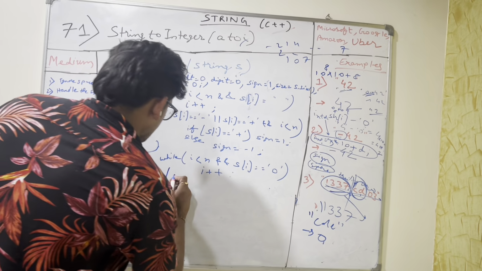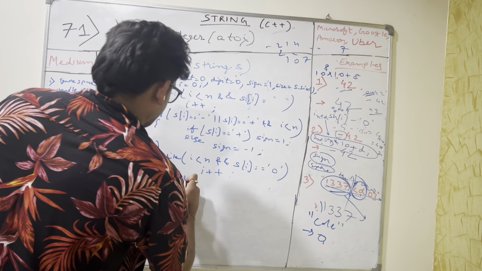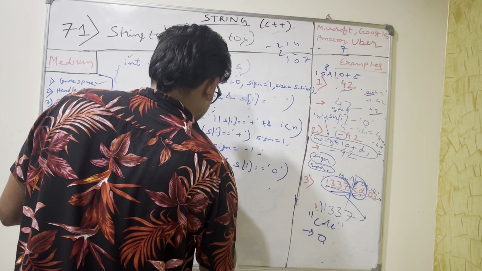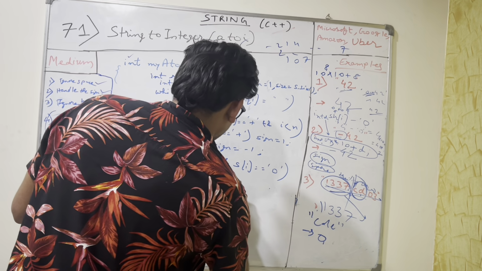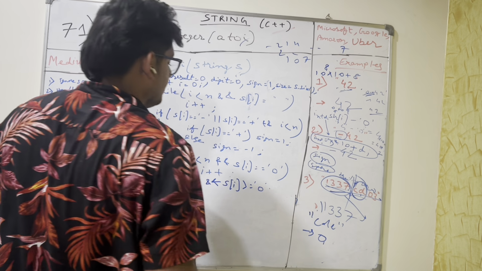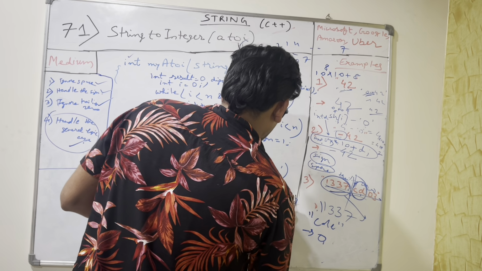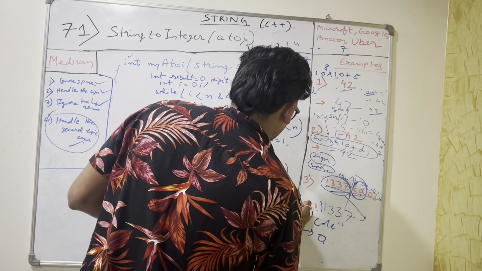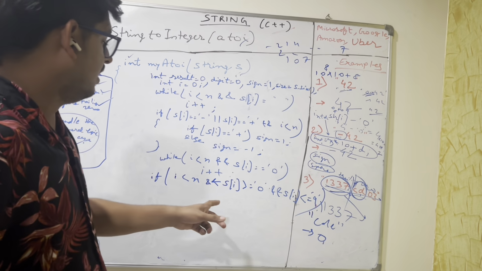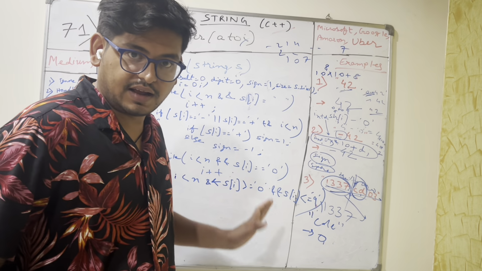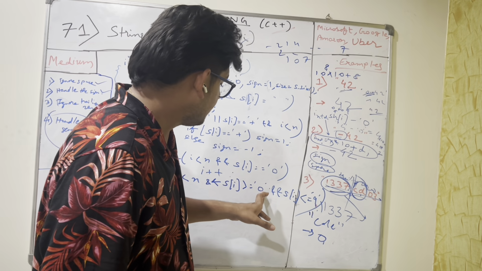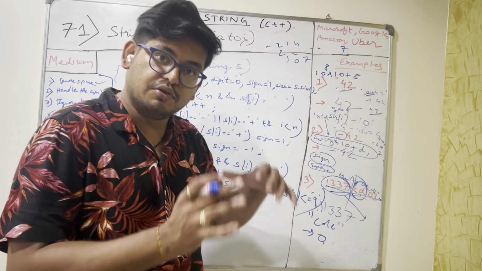So what we will do, we'll write this. So first thing should be i should be less than n, and the s[i] value, the character value should be greater than equal to '0', and it should be less than equal to '9'. Because by default, whenever there is a comparison with the character, since it's a character, the comparison is made after converting it into integer, right?